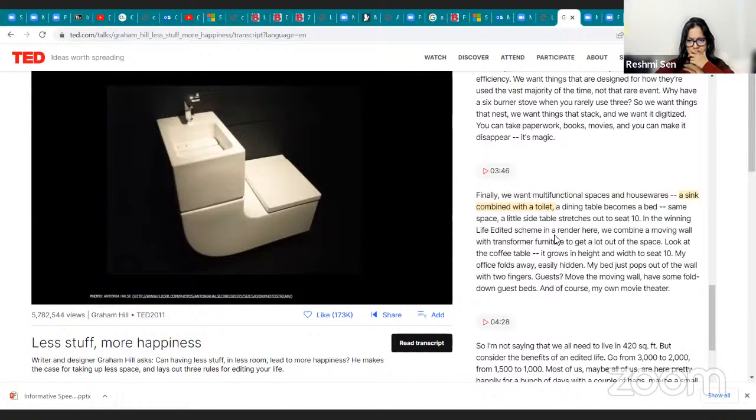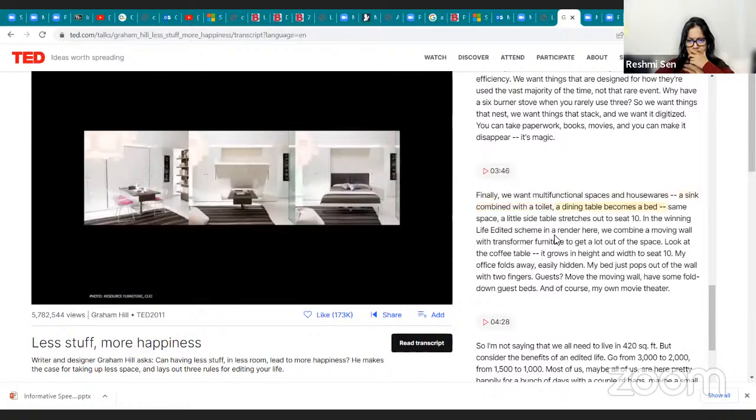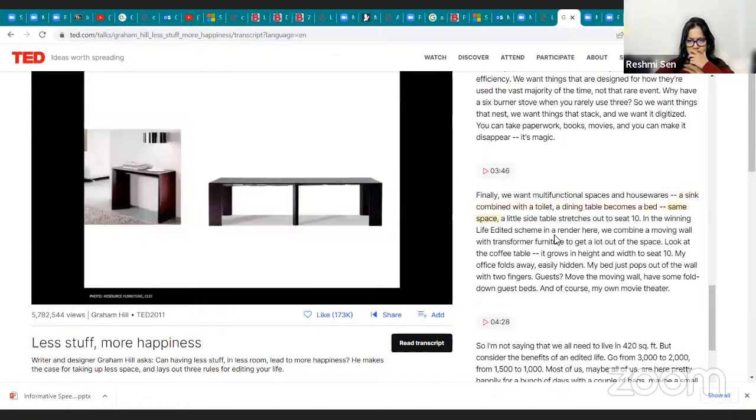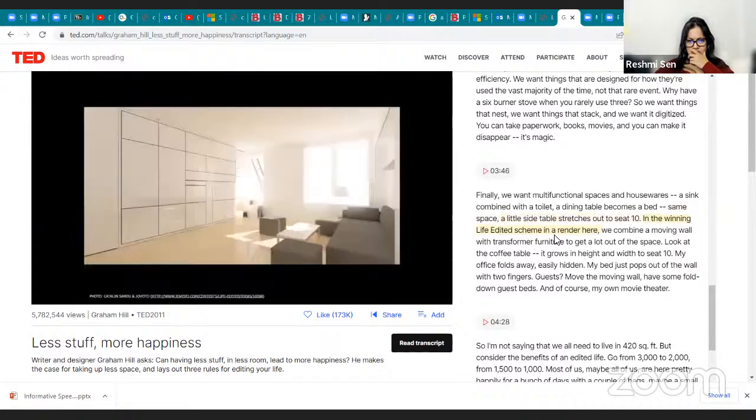Finally, we want multifunctional spaces and housewares. A sink's combined with a toilet. A dining table becomes a bed, same space. A little side table stretches out to seat 10. In the winning Life Edited scheme in a render here, we combine a moving wall with transformer furniture to get a lot out of the space.